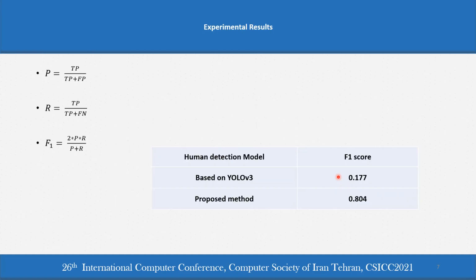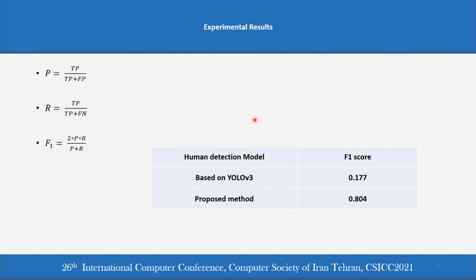Precision and recall are defined by these equations. Precision is equal to true positive divided by the sum of true positive and false positive. Recall is equal to true positive divided by true positive plus false negative. And finally, the performance evaluation is done by the F1 score, which is obtained by this equation. F1 is equal to 2 times P times R divided by P plus R.